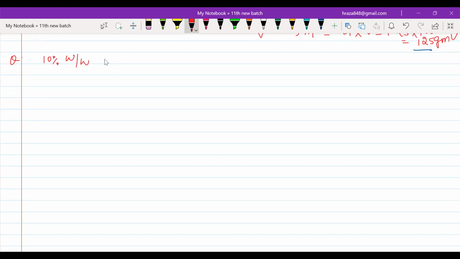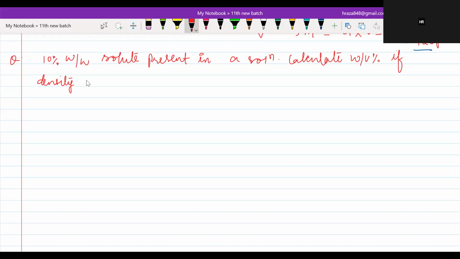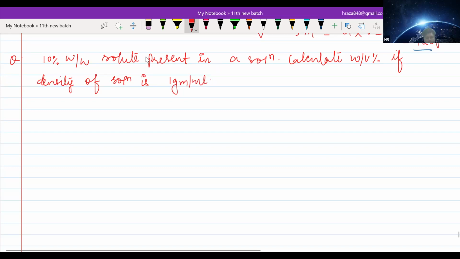Weight by weight, solute present in a solution. Calculate weight by volume percent if density of solution is 1 gram per ml. You can relate this with the previous one and easily solve.